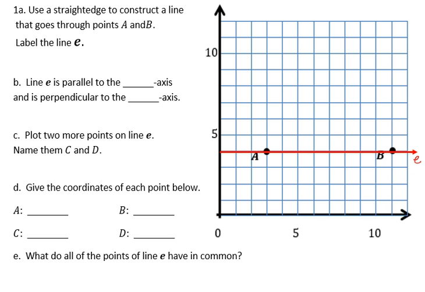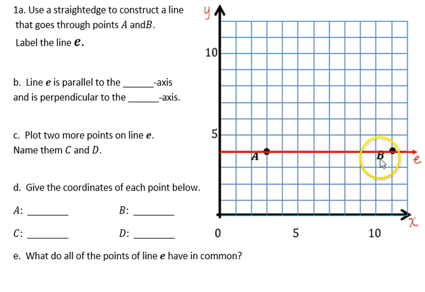The next problem says line E is parallel to which axis? So as a reminder from previous lessons, the vertical line is axis Y, and the horizontal axis at the bottom here is axis X. So it's always a good idea to label those axes as soon as we come to a new coordinate plane. So now I'm looking for the axis that is parallel to line E.